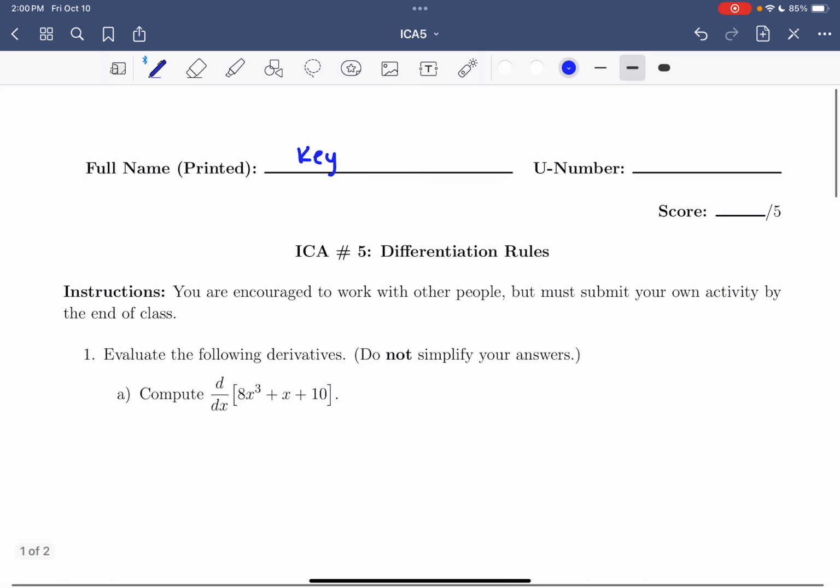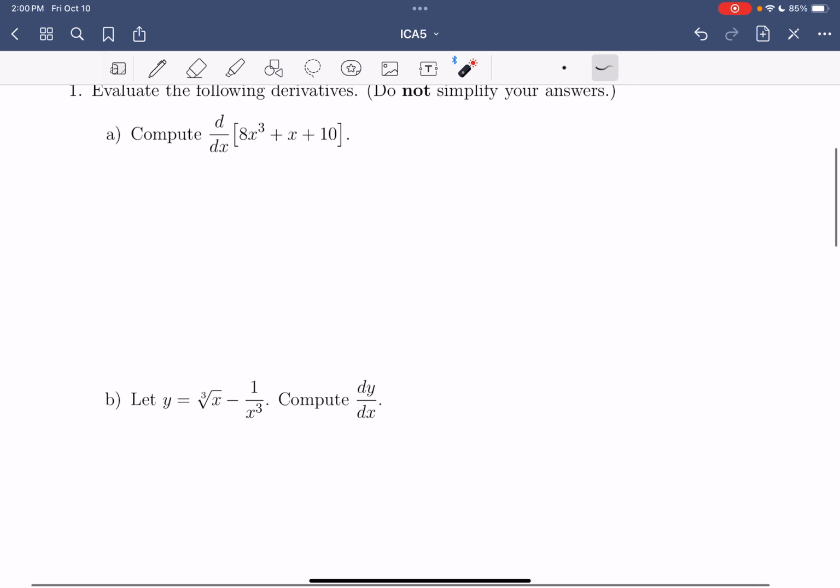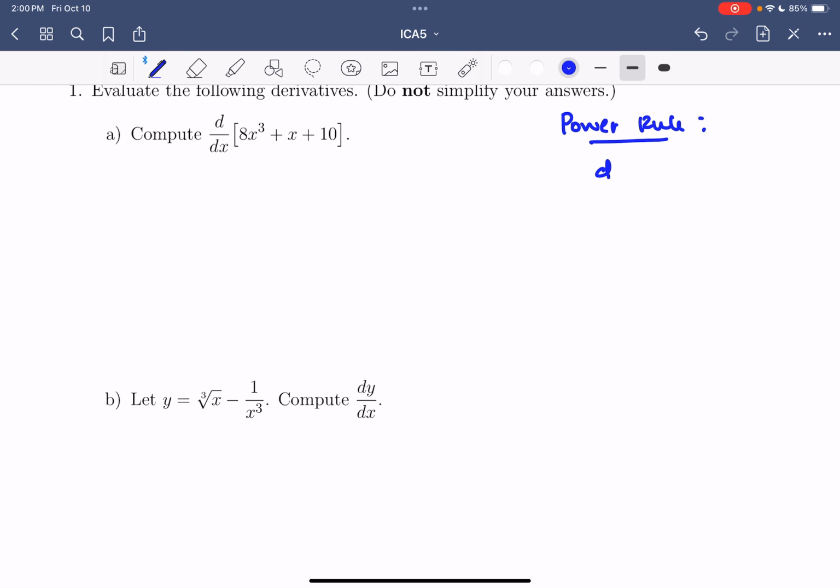Okay, so the first problem, I have to find the derivative of a sum, and we know the power rule, right? Let me remind you real quick, the power rule goes: if I take the derivative with respect to x of x to the n, I bring the exponent to the front, keep the variable, subtract 1 from the exponent. That's it. So I'm going to do this term by term. Now, this notation means I'm going to take the derivative of this function with respect to x. Once you apply the rules, you drop the notation.